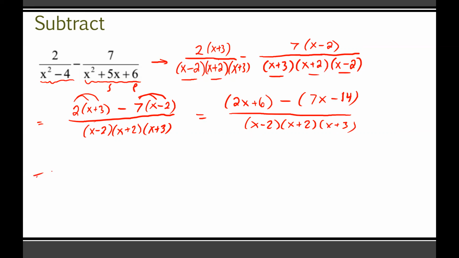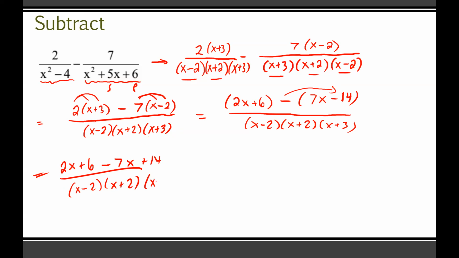And last but not least, we should simplify this. Remember, we're subtracting a binomial here, so this is going to make it minus 7x, but then this minus has to also hit this minus 14, so it'll make it plus 14. And that'll allow us, you know what, I'll just write it all out. I'll just say 2x plus 6 minus 7x plus 14 all over x minus 2, x plus 2, and x plus 3. You can tell I'm getting tired because it's quite tedious on this one, but anyway, here we go.